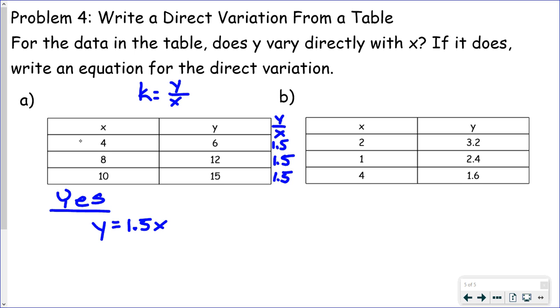All right, so we'll do the same thing over here. We'll do y over x. So 3.2 divided by 2 is 1.6. 2.4 divided by 1 is 2.4. And we can stop right there. We know that the answer is no. These do not vary directly because you don't have a constant of variation.